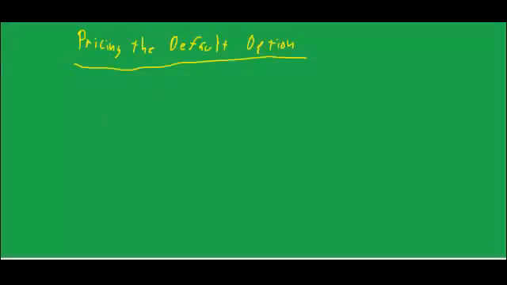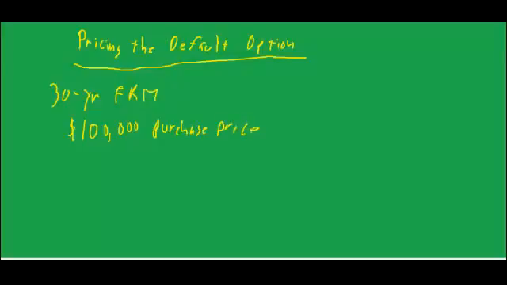Alright, now we get to the fun part, pricing the default option. I'm going to assume a generic 30-year fixed-rate mortgage, and I'm going to assume a $100,000 purchase price of the house and a legitimate purchase transaction, nothing funny going on. The borrower's trying to get the best price.